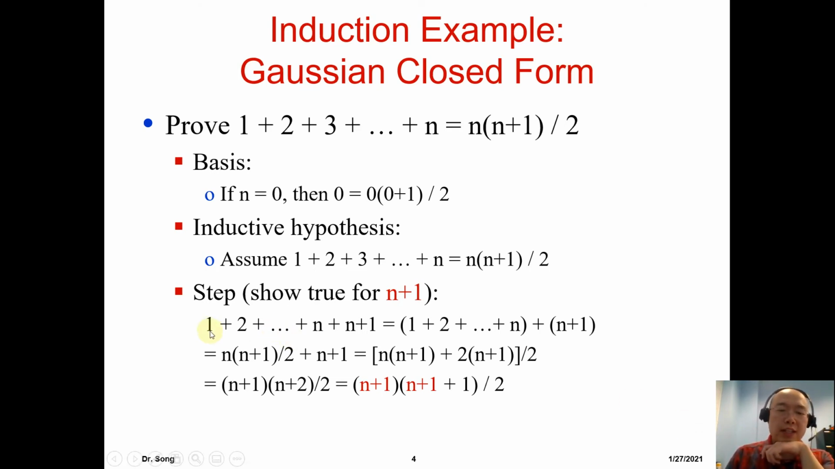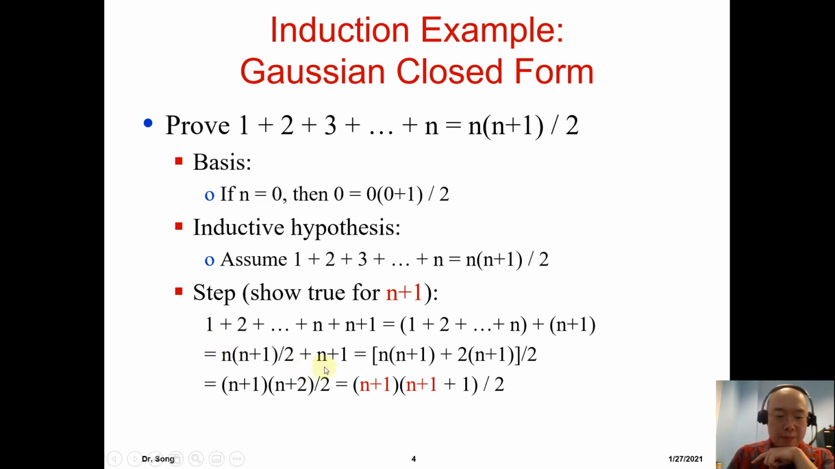So we are summing from 1 all the way up to n, and then n plus 1. And what is that? How about we put the first n items together, and that is n multiplied by n plus 1 and divided by 2. Why? Because that is the inductive hypothesis. We assume that's true. That's the second step. And then the third step, we can use that.